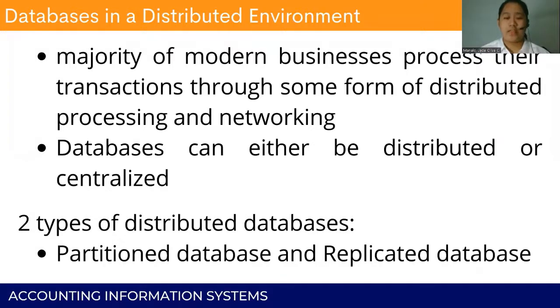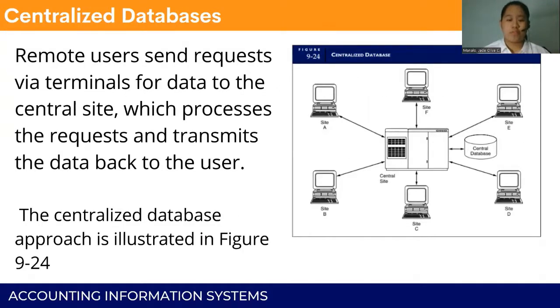Databases can be either distributed or centralized as a solution to this problem, giving the planner two basic choices. Partitioned databases and replicated databases are the two types of distributed databases. The issues, attributes, and trade-offs covered in this section should be carefully considered when choosing how databases should be distributed. In the centralized approach, the central site performs the functions of a file manager that services the data needs of the remote users. The centralized database approach is illustrated in figure 9-24.